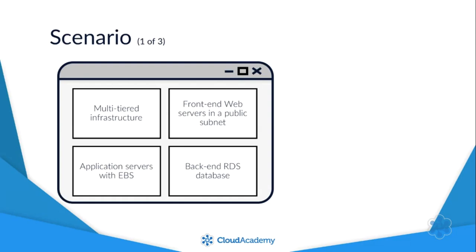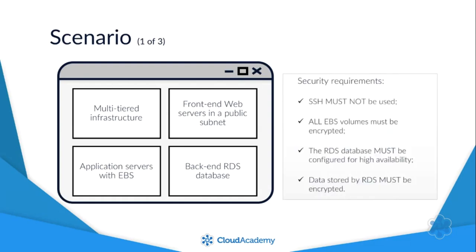We have been told that from a security perspective, SSH must not be used for the web server security group under any circumstance. Where used, all EBS volumes must be encrypted. The RDS database must be configured for high availability at all times, and data stored by RDS must be encrypted.